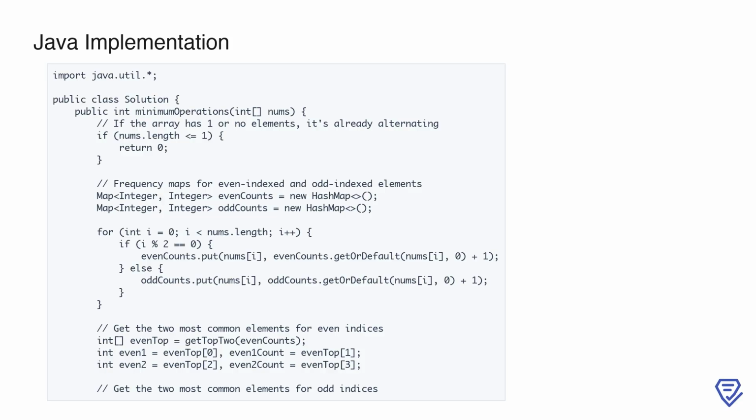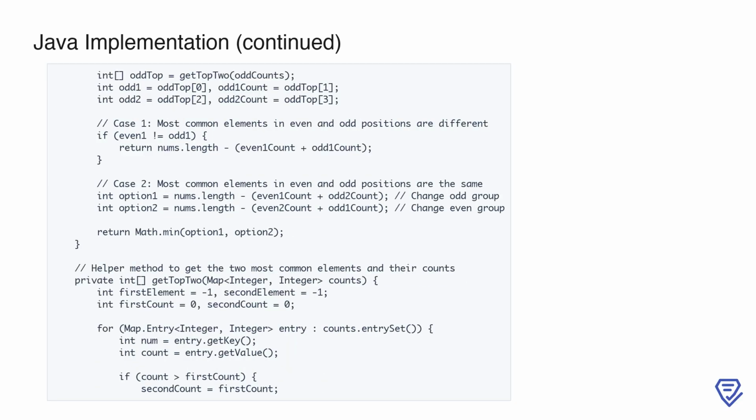Finally, we use a helper method, getTop2, to identify the two most frequent elements and their counts for the even indices. These will be stored in variables like even1 count, even2, and even2 count, which we'll use to calculate the minimum number of operations later. Now, we apply the same process to the odd indices by calling getTop2 for the odd counts map. This gives us the two most frequent numbers and their counts for the odd positions, which we store in variables like odd1 count, odd2, and odd2 count.